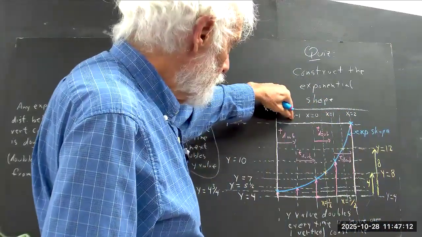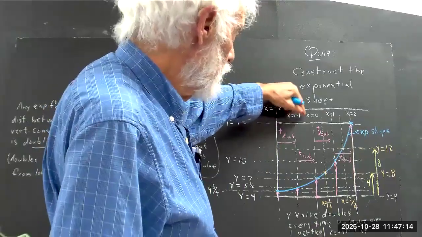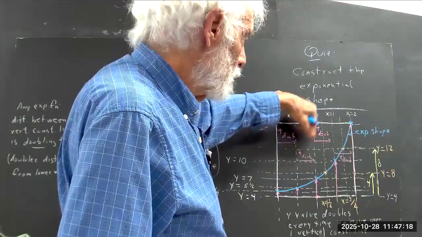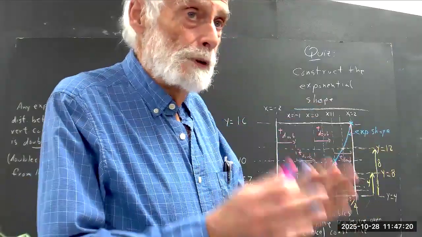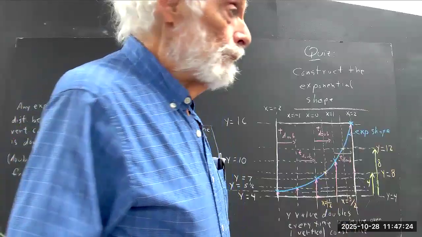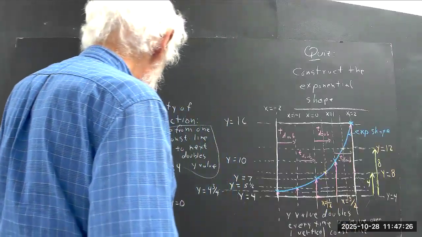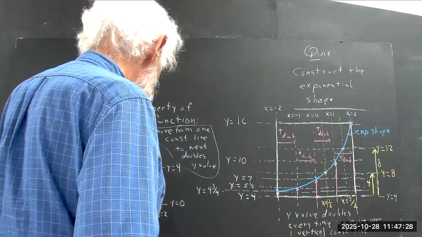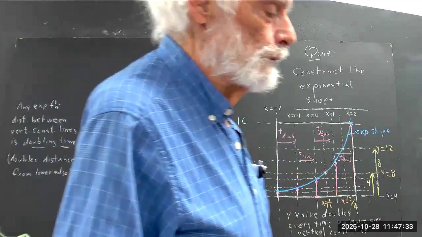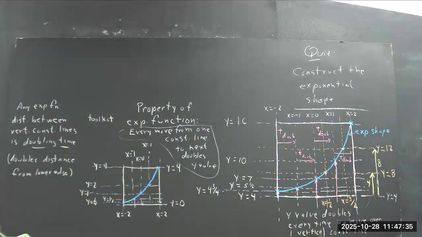Distance from the left edge to the first construction line is a doubling time. From that line to the next line is a doubling time. The distance between our vertical construction lines is always a doubling time. And the doubling time is a big deal. That's the first thing I want you to see about the exponential function.